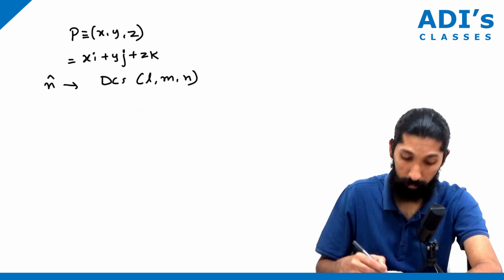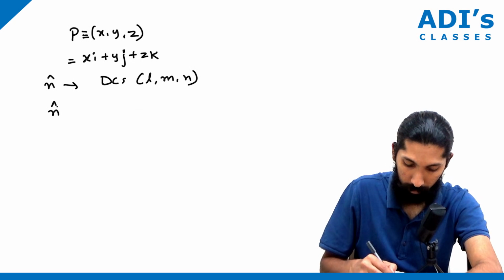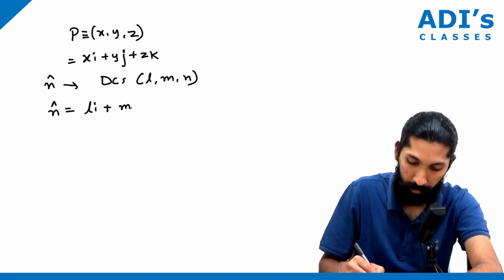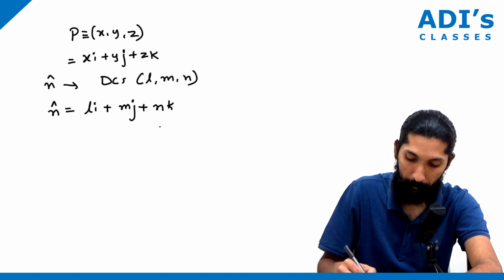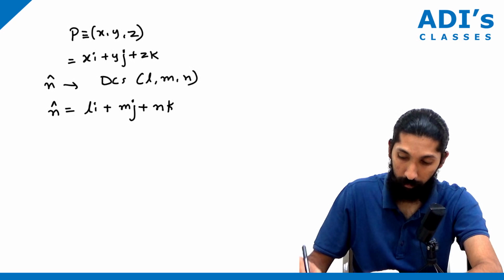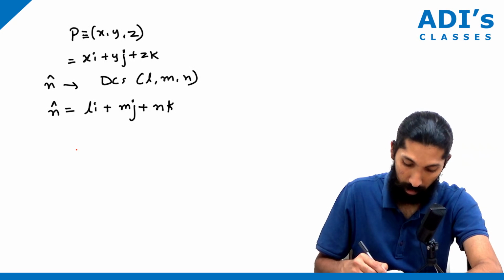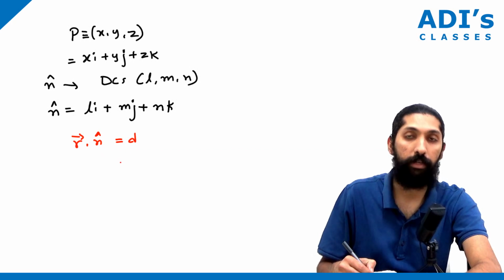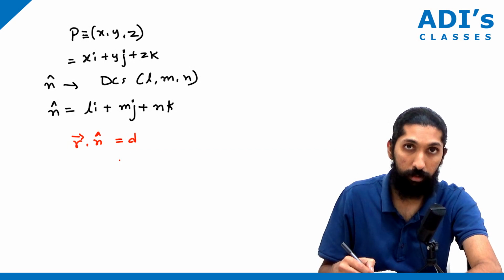Now, n cap, when you have to write it in the Cartesian form, becomes n cap is equal to L into I cap plus M into J cap plus N into K cap. Correct? This is what it is. Now, what is the formula, whatever we just did? It is R dot N is equal to D. Correct? R dot N is equal to D.